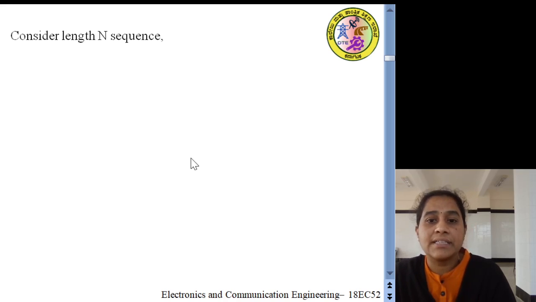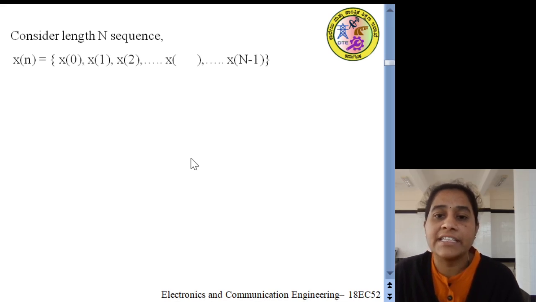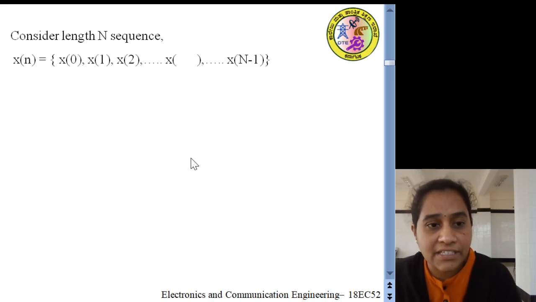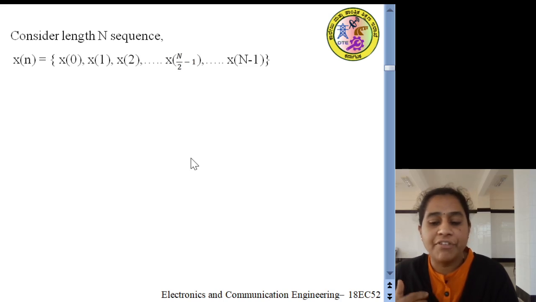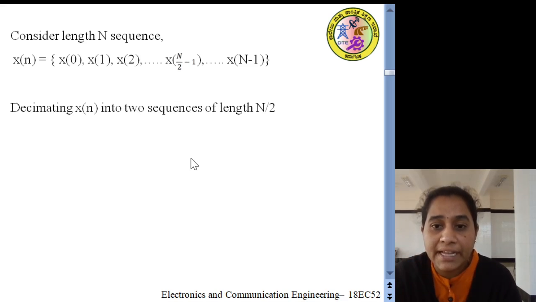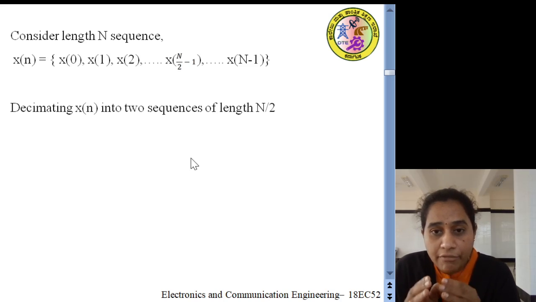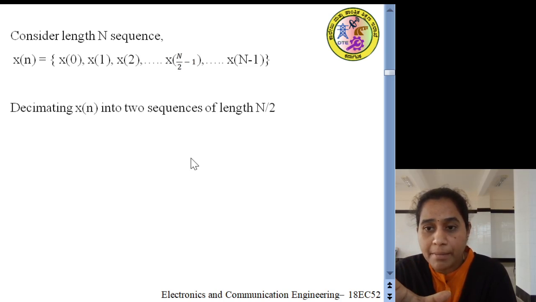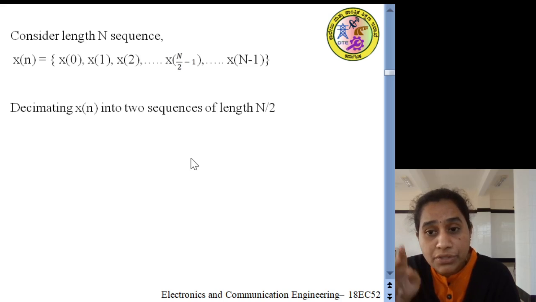Now let us consider the length N sequence which is x of n. That means our x of n is having the samples x of 0, x of 1, x of 2, up to x of N by 2 minus 1, up to x of N minus 1. Now if we decimate this x of n into two sequences of length N by 2, that means we are dividing the length N sequence into two length N by 2 sequences.